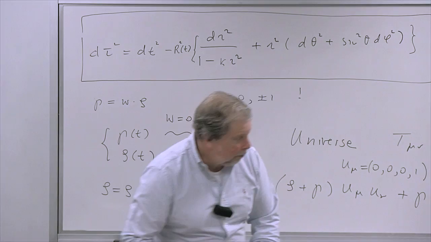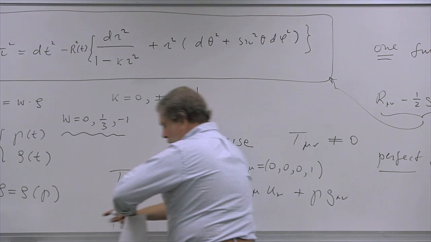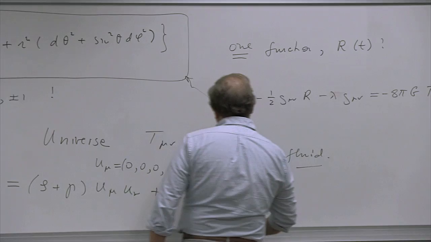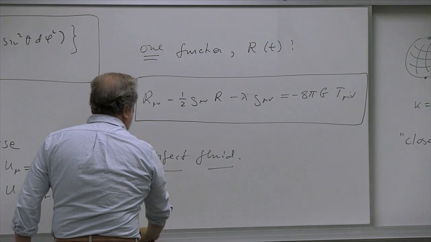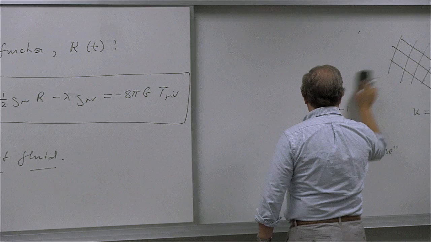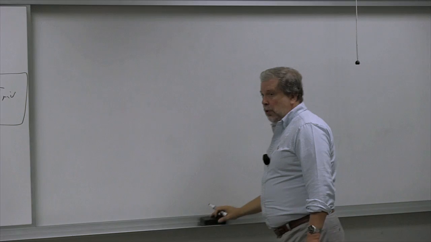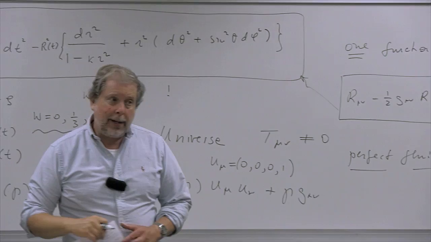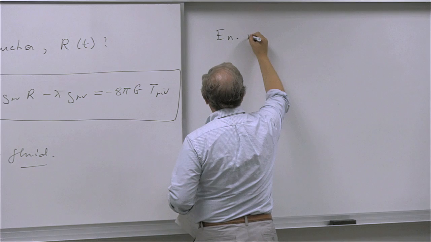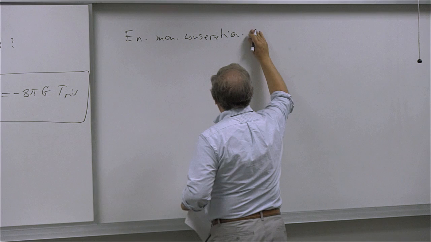And so one equation we want to solve is the set of relativistic field equations, which is right here, right? Nevertheless, we also should remember that the energy momentum tensor is covariantly conserved. So even before we attempt to solve the field equations, we can write down the energy momentum conservation and solve that. Energy momentum conservation tells us that T^{μν}_{;ν} is equal to 0.